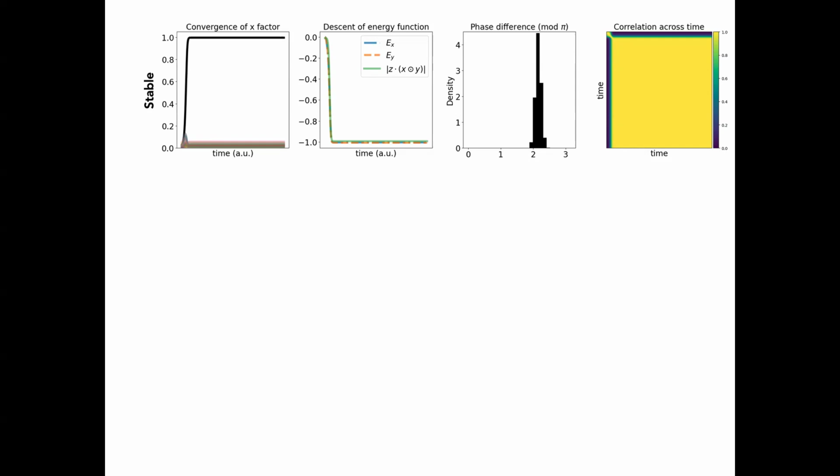So you can see that, as we'd expect, just as it's very quickly converging, the energy function is very quickly decreasing. The phase differences are all relatively aligned, indicating it's well synchronized. And in addition, the correlation across time, once it's converged, the yellow is around 1, so it's stayed very, very stable. Let's also look at a case where there are too many patterns loaded.